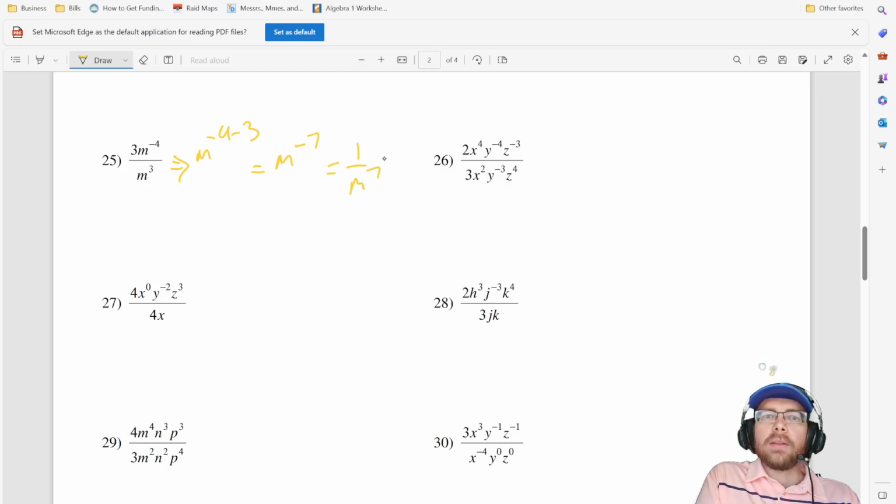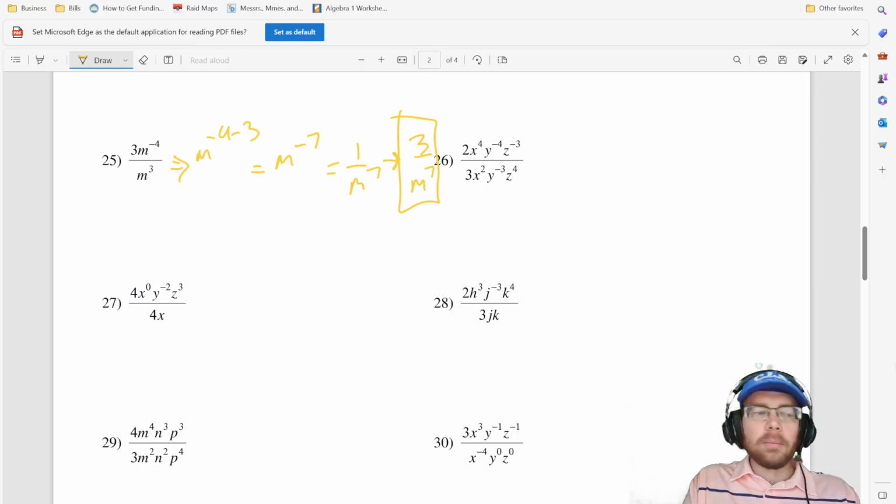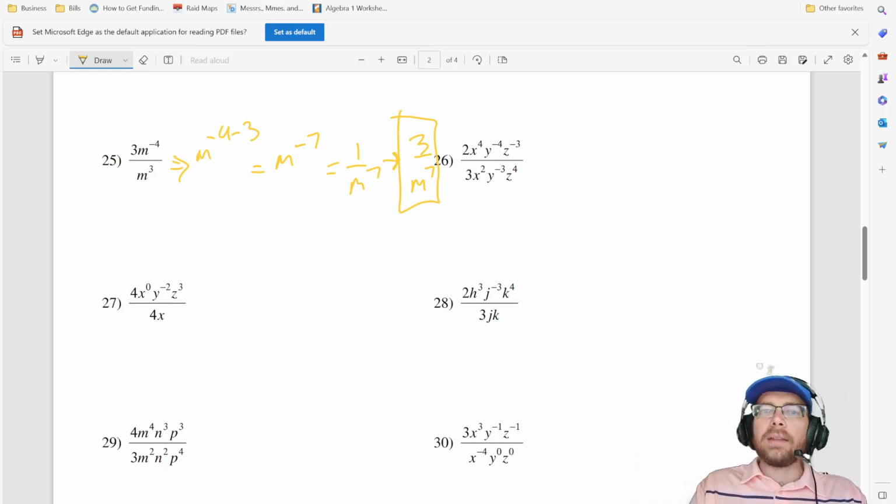And then you just incorporate that with the 3. The 3 is on the top, so it's 3 over m to the 7th. And there you go. Okay, 26. They ramped it up by quite a bit here. But the 2 and the 3, nothing happens there because they're just big numbers and they don't have any terms in common, so that's it for those.